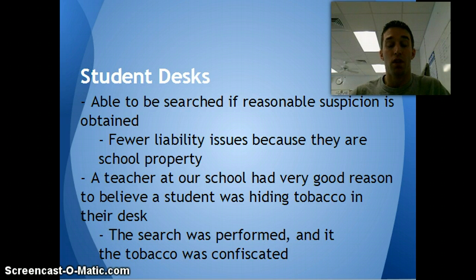I have known a teacher at our school that had very good reason, had reasonable suspicion, to believe that a student was hiding chewing tobacco in their desk. When they got that information, the search was performed on their desk, and they ended up finding that tobacco in their desk, and they confiscated it.